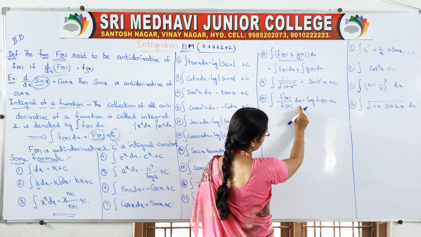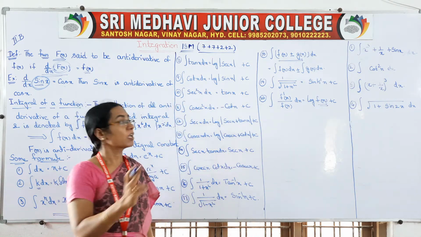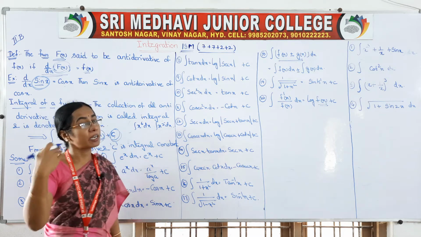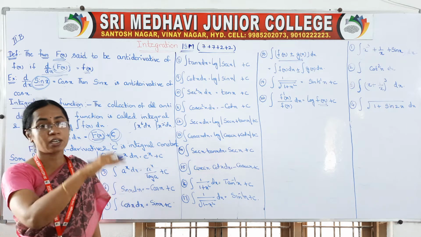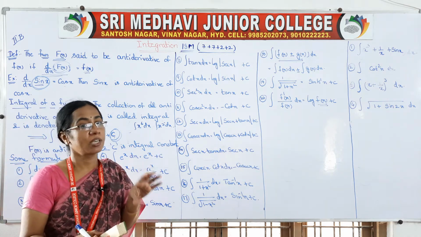Next, this one is sin h inverse x, and this one is also a most repeated formula: integral f dash x by f of x dx is equal to log f of x plus c. One thing you have to remember, this is a very lengthy chapter, and the remaining chapters in calculus are also almost dependent on this chapter, so you should be perfect with the concept, right?